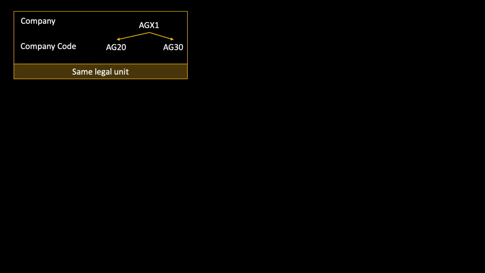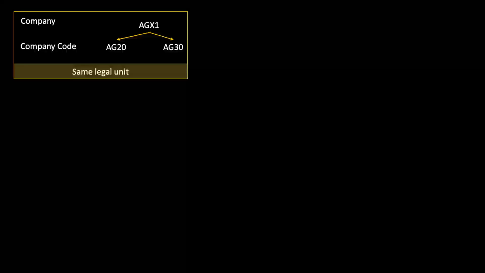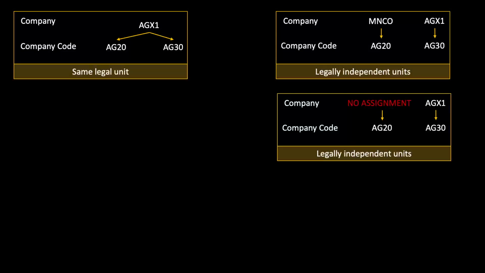If the two company codes are assigned to the same company, then from the point of view of the fixed asset intercompany transfer configuration, they are considered as one legal unit. So this is the first relationship we have, one legal unit if the two company codes are assigned to the same company. While if the two company codes are assigned to two different companies, then they are considered as legally independent units. Also the same if any of the company codes is not assigned to a company at all, they are also considered as legally independent units.